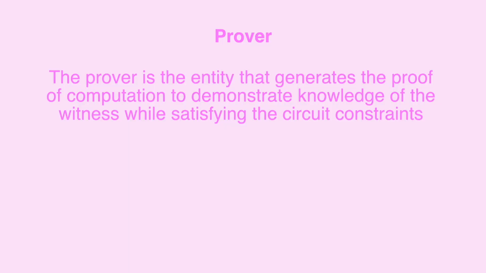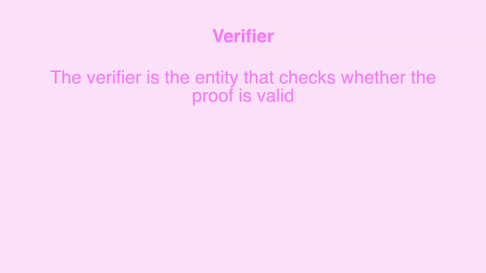So the prover, as we said before, is the entity that generates a proof by demonstrating knowledge of the witness while satisfying the circuit constraints. The prover does not reveal the witness, but still convinces the verifier of proof of computation, and this enables them to prove that the statement was initially correct. So they can prove that their inputs satisfied the constraints, and then they can prove that this computation was successfully performed. The verifier checks whether the proof is valid.